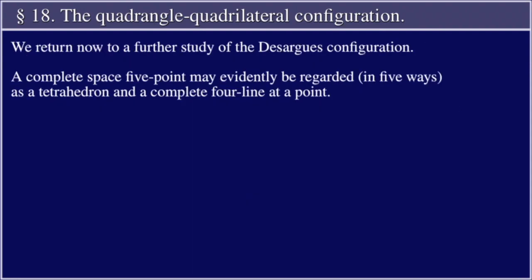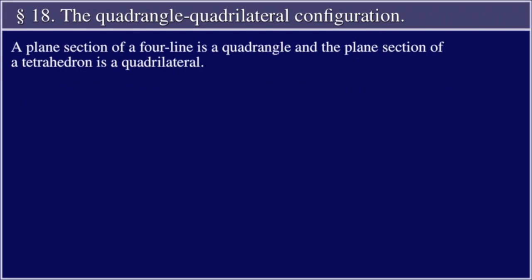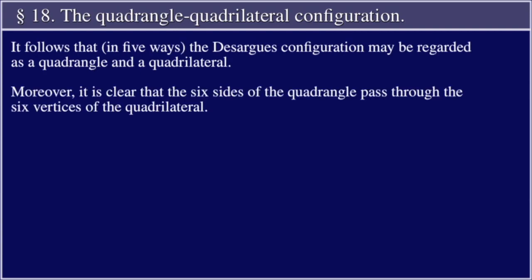We now return to a further study of the Desargues configuration. A complete space 5-point may evidently be regarded in 5 ways as a tetrahedron and a complete 4-line at a point. A plane section of a 4-line is a quadrangle, and the plane section of a tetrahedron is a quadrilateral. It follows that, in 5 ways, the Desargues configuration may be regarded as a quadrangle and a quadrilateral. Moreover, it is clear that the 6 sides of the quadrangle pass through the 6 vertices of the quadrilateral.